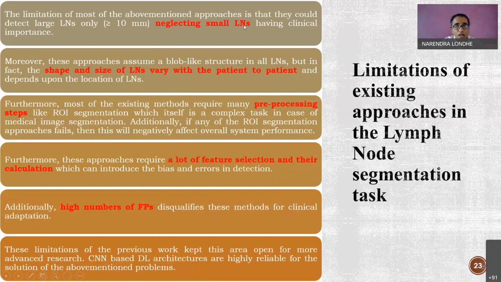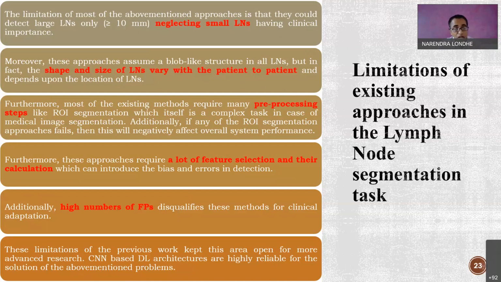Okay, so we found that lymph nodes have a very small size, and that is a big problem. The shape and size of the lymph nodes vary from patient to patient, right? In lymph node detection, there is a requirement of pre-processing stages like ROI segmentation, and then from that ROI segmentation we detect the lymph nodes. That is how the processes are involved, which makes things very cumbersome and lengthy. There may also be a lot of feature selection required.